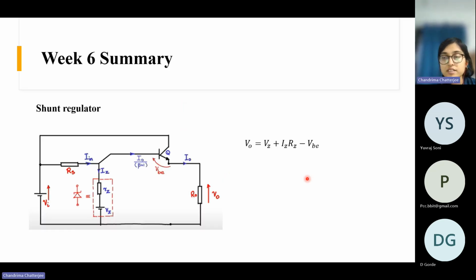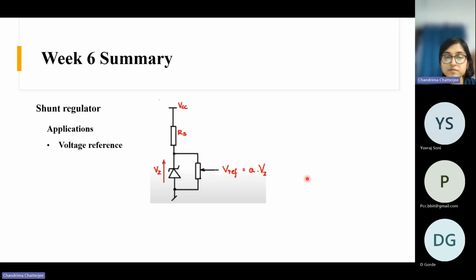So if you don't understand, just tell me. Okay, I am proceeding to the next part. If you don't understand, just ask me which part you didn't understand.